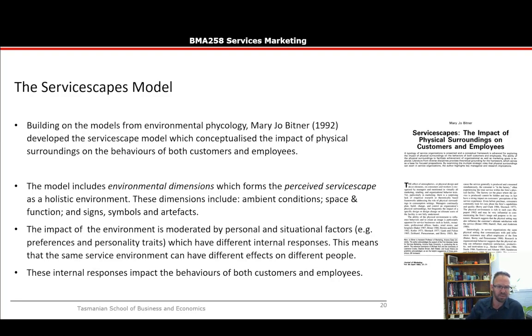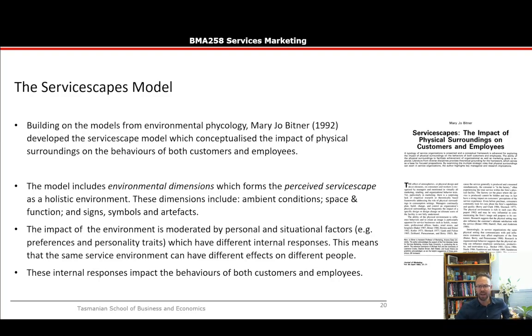Therefore they have different responses to it, right? This means that some service environments can have different impact on different people. So these internal responses impact behaviours of both customers and employees, and I really need to emphasise that point because the model kind of splits in two to show that.